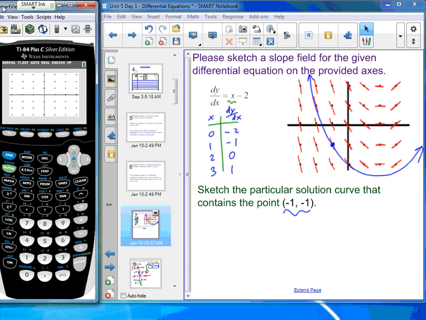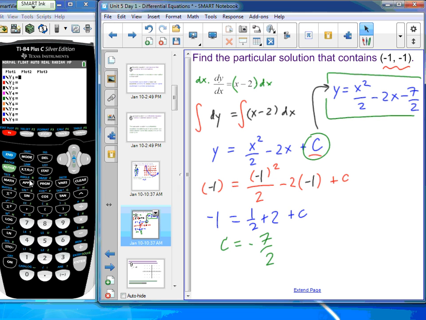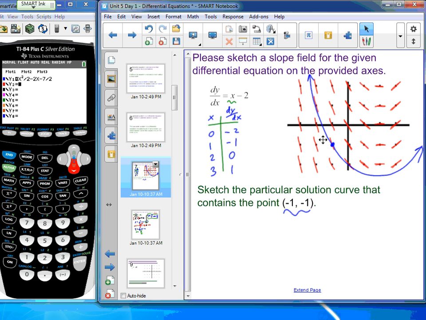So there I tried to make a lattice in my format there, and you guys can do the same thing by going to second zoom this format, and you can make the lattice points as well. I'm going to go ahead and enter our potential solution curve. What do we get? X squared over 2 minus 2x minus 7/2. And we're going to compare that with our sketch here.